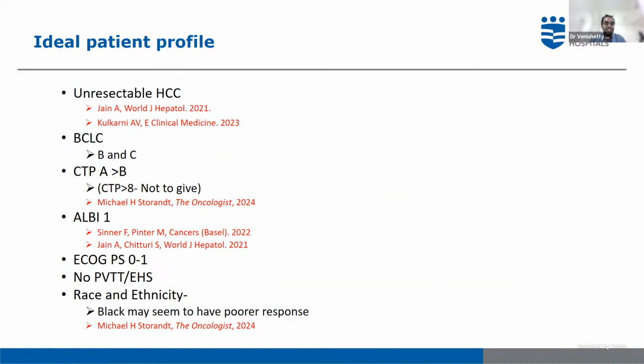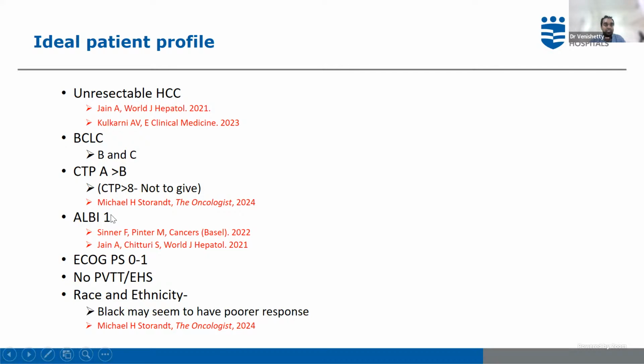So what would be the ideal patient profile? Any unresectable HCC, say BCLC-B with multinodular or multifocal HCC, or BCLC-C. BCLC-B and C both are taken into consideration. The ideal patient profile is CTP-A, with higher priority than CTP-B. More than a CTP score of 8 is preferably not to be given, because of further progression of liver disease and the short overall survival which has been seen with CTP more than 8.